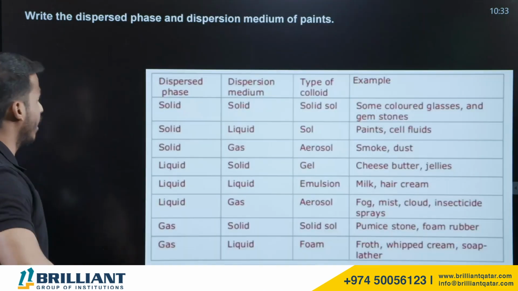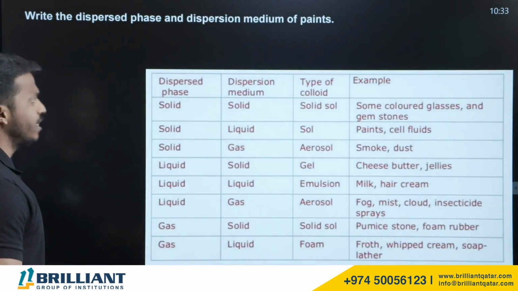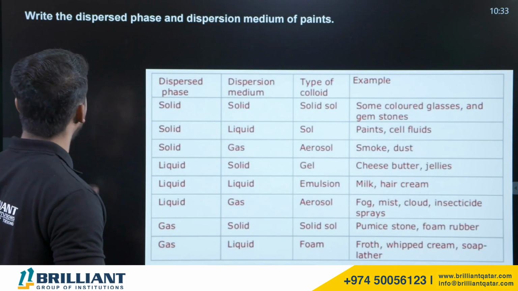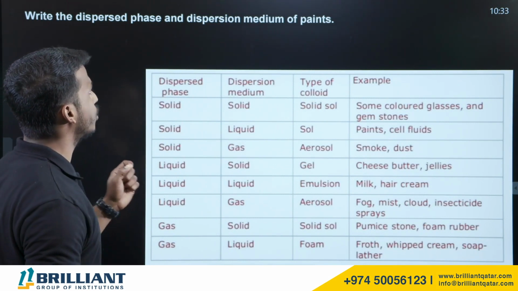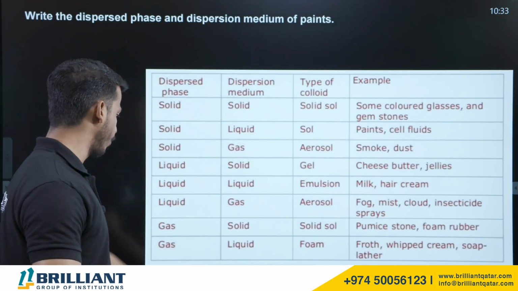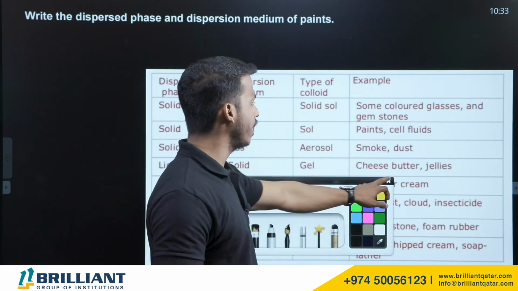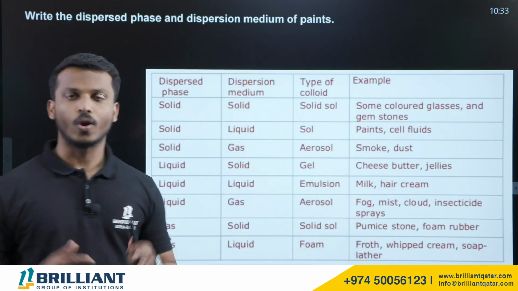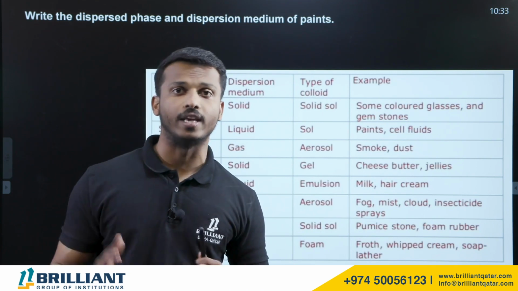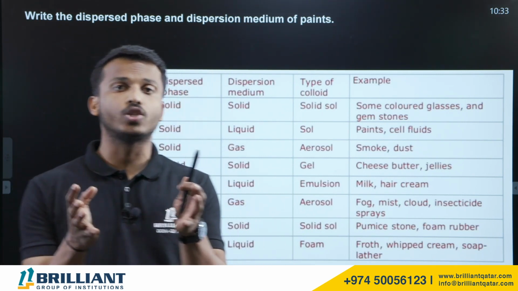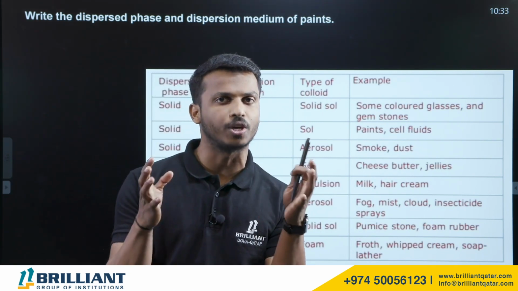Alright, next one. Write the dispersed phase and dispersion medium of paint. It's a 1 mark question, expecting one. Dear all, we studied the classification of colloids. Colloids you can classify in 3 ways. First one depends on the nature of the dispersed phase and dispersion medium.